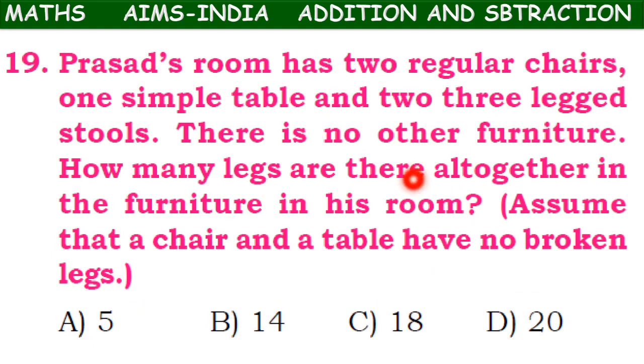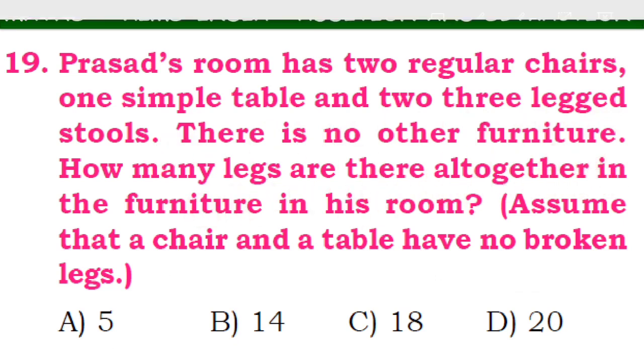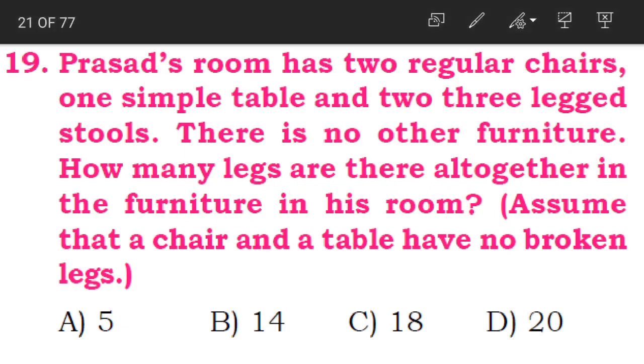Prasad's room has 2 chairs, 1 table and 2 3-legged stools. There is no other furniture. How many legs are there altogether in the furniture? See, how many legs does a chair have? We all have chairs, right, children? How many legs does it have? 4. So he has 2 chairs. So how many legs does it make? 2 into 4, that is equal to 8.